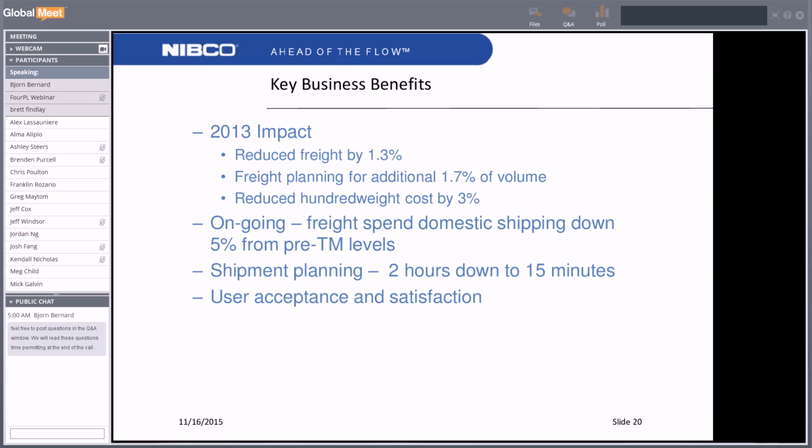So all told, we were able to reduce our hundredweight by roughly 3% in 2013, even though most of our sites weren't using TM for most of the year. Ongoing, we're realizing about a 5% reduction in domestic shipping costs over our pre-transportation management implementation levels, which is a significant amount of money.